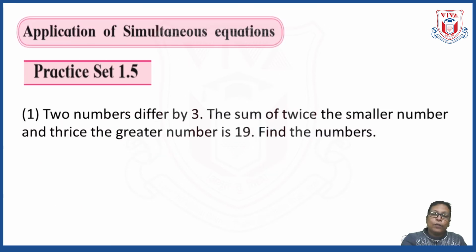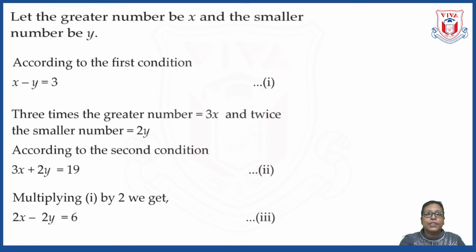So make use of the conditions now. See what is the first condition. Two numbers differ by 3. That means the difference between them is 3. So it's very simple: greater number minus the smaller number is 3. So the greater number we have taken as x and the smaller number we have taken as y. So the first equation is x minus y is equal to 3. So write down, according to the first condition, x minus y is equal to 3. Number this as equation number 1.